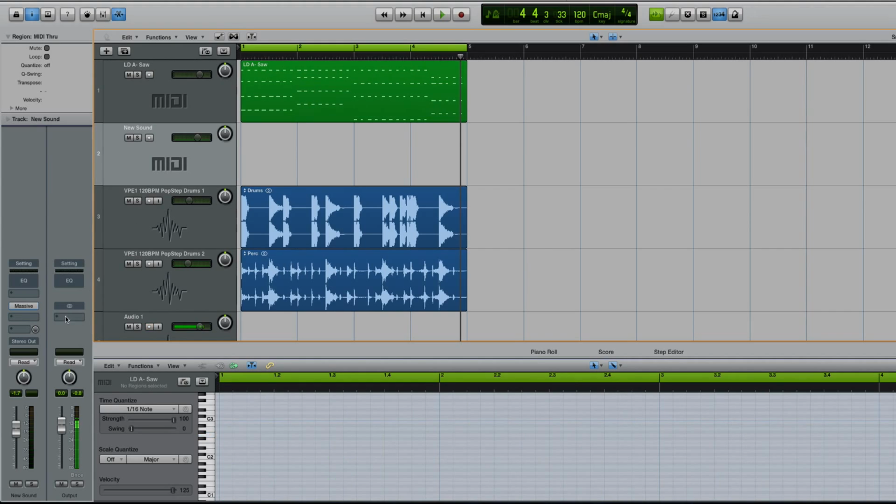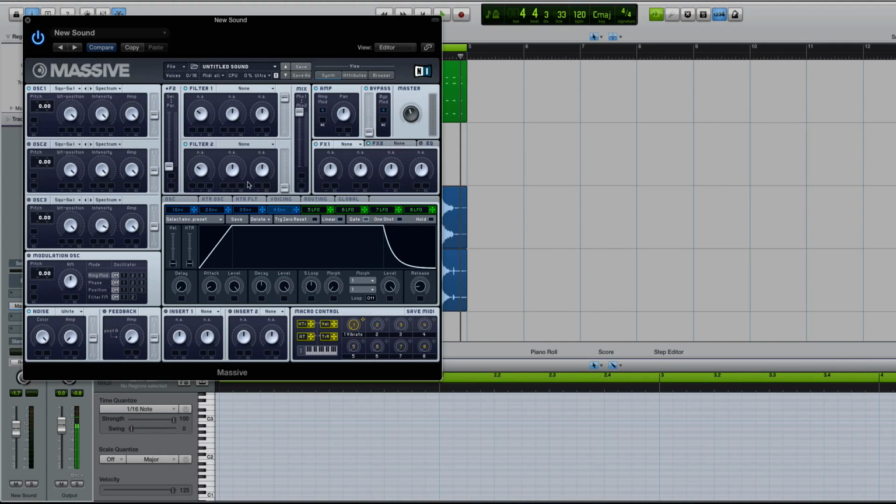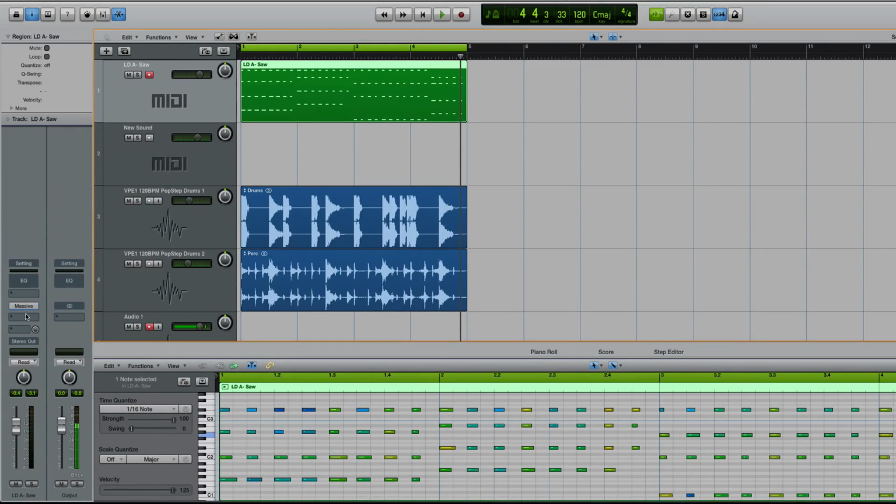By default, Massive is not a velocity sensitive synth. You can hear me banging on my keyboard right now, and then I'm going to hit really light. Same volume. So to get around that, there are a couple of workarounds.